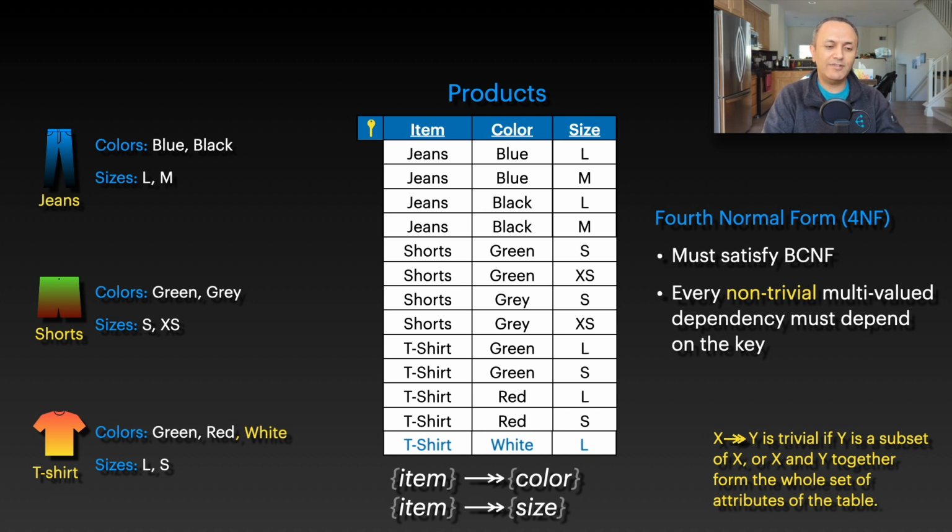This is called a trivial multi-valued dependency. The other one is if x and y, like both sides of the dependency, together they're pretty much all the attributes in the table. This is also called a trivial multi-valued dependency.